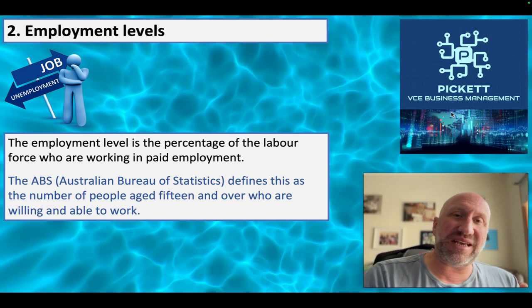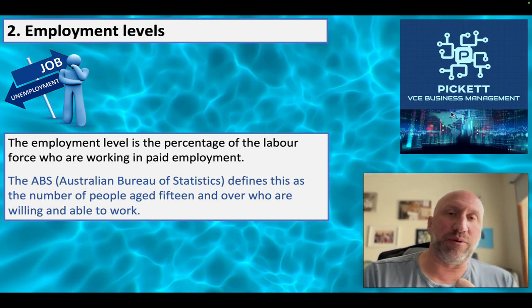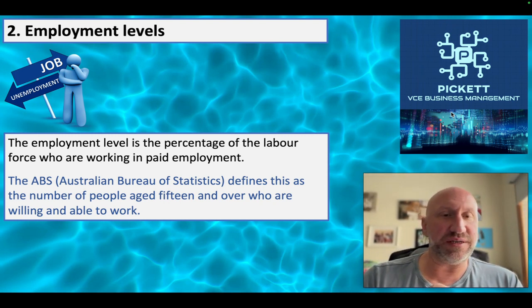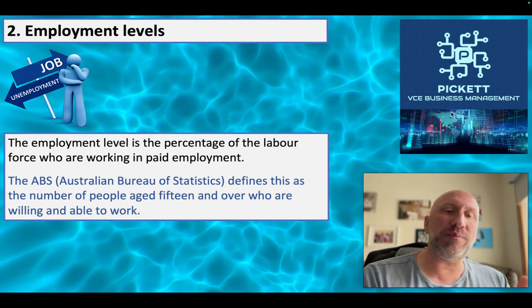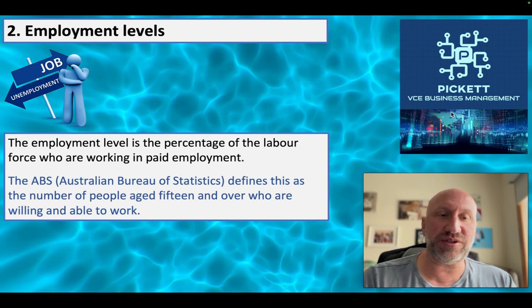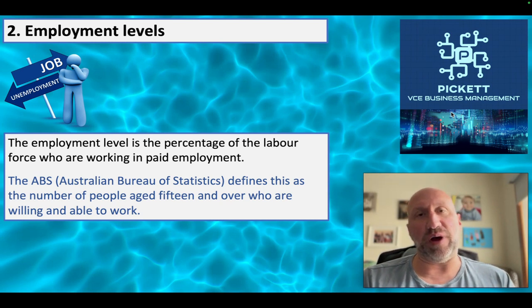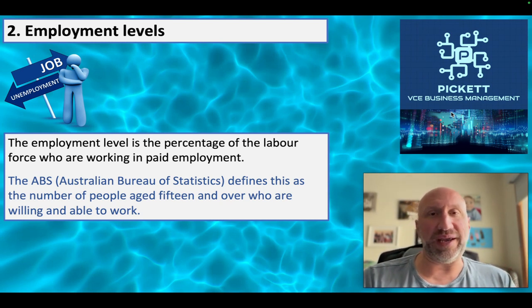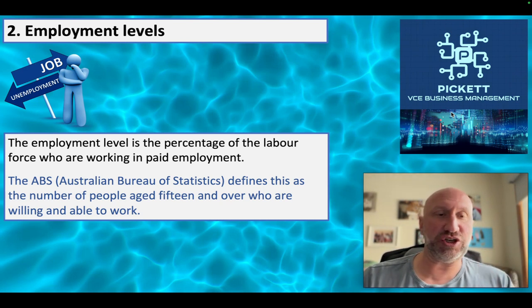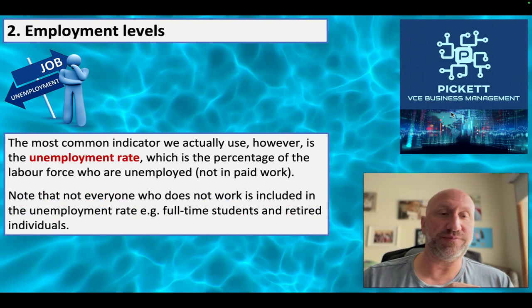Okay, now the second indicator was employment levels, the one mentioned in the study design. So the employment level basically means the percentage of the labour force, the workforce, who are working in paid employment. Okay, the ABS defines this as the number of people aged 15 and over who are willing and able to work. So that's the ABS definition of the workforce.